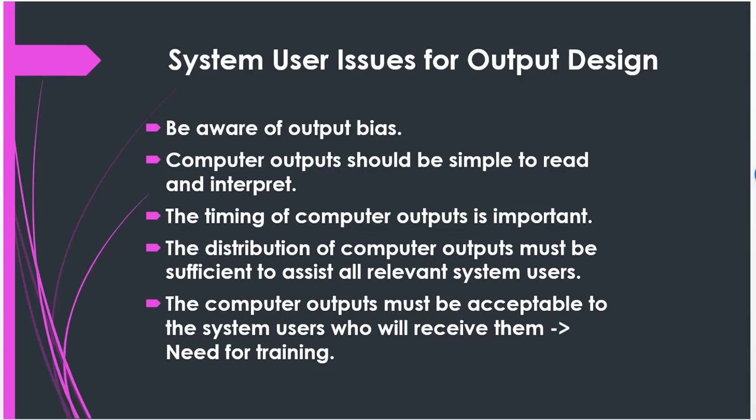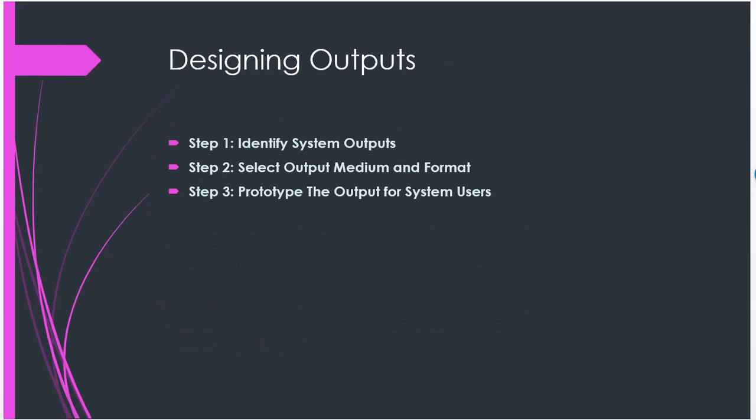The computer outputs must also be acceptable to the system users who receive them. So when you give out an output, it should be in a format and in a manner that the user will be happy with, to be able to use that. So this is also another way of coming up with an output design. We can follow that as well, because it basically follows the prototyping type of structure.